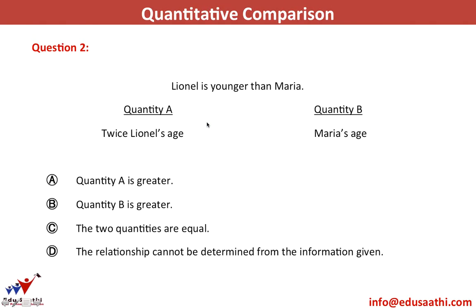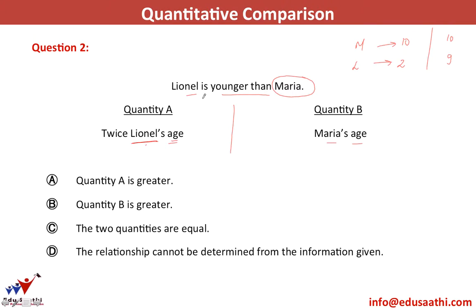Moving ahead, question number 2. It is given that Lionel is younger than Maria. So Maria is older than Lionel, but no other relationship is given to me. Now let's look at the two quantities: twice Lionel's age and Maria's age. I don't know Lionel's age, so whenever you have a question of this type, you can always plug in values. Lionel could be 2 and Maria could be 10. This could be one of the situations. Or Maria could be 10 and Lionel could be 9.